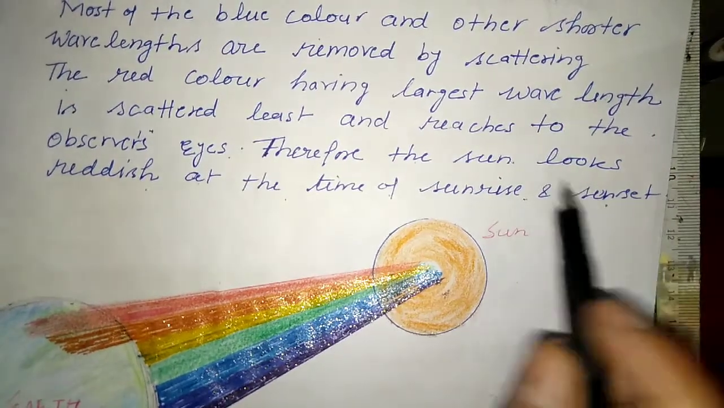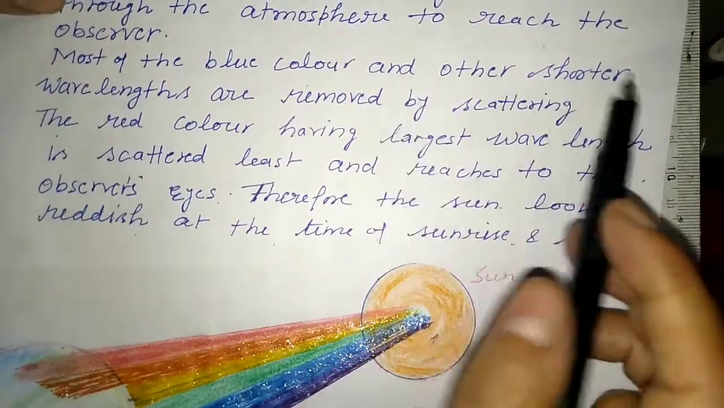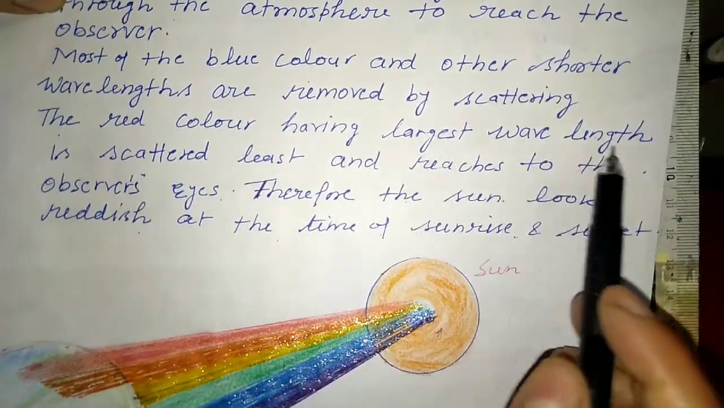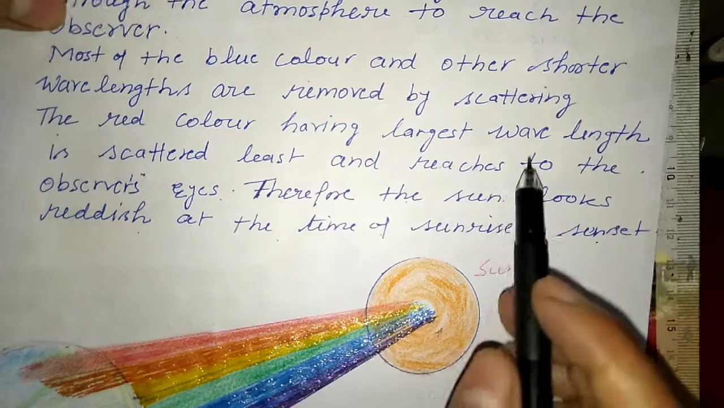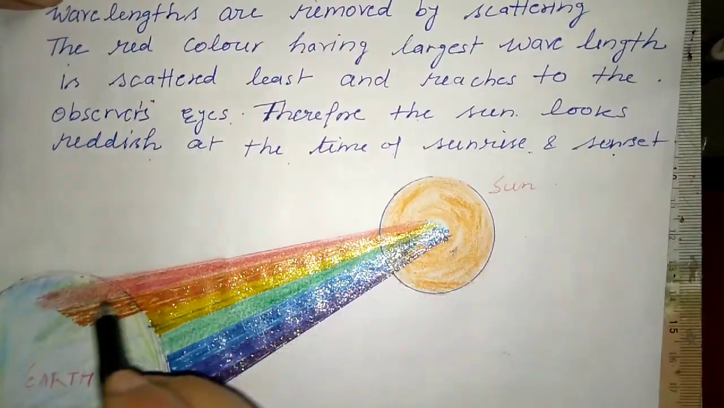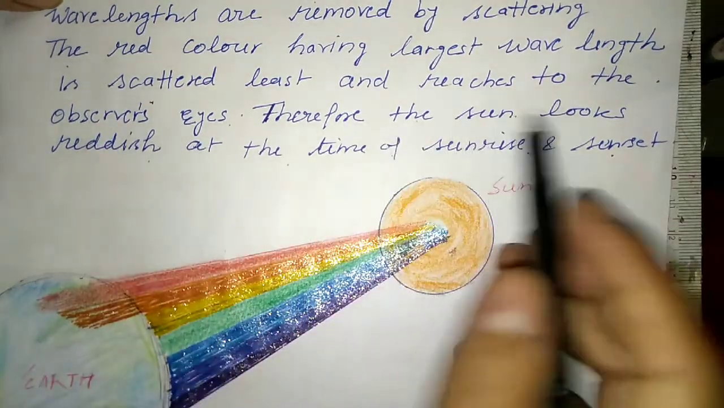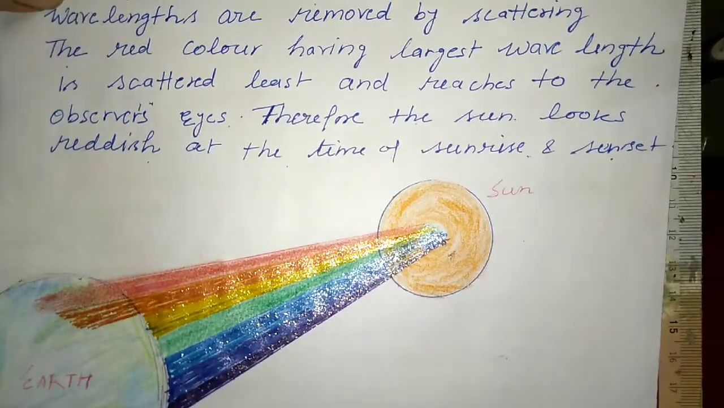So this is the reason. Most of the blue color and other shorter wavelengths are removed by scattering. The red color having the largest wavelength is scattered least and reaches the observer's eye on the earth. Therefore, the sun looks reddish at the time of sunrise and sunset.